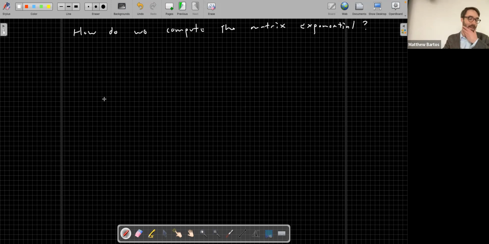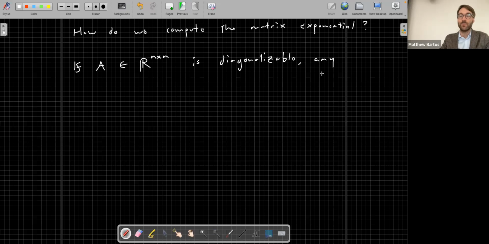It turns out that if A, in R n by n, could also be in C n by n, is diagonalizable, then any matrix function can be represented by a function applied to the eigenvalues of A.